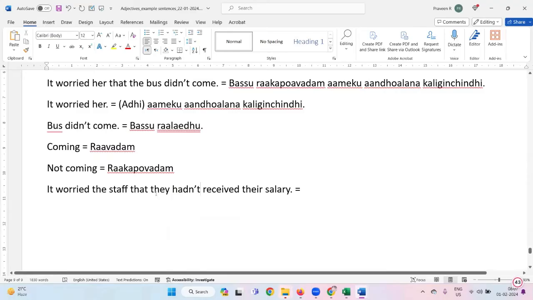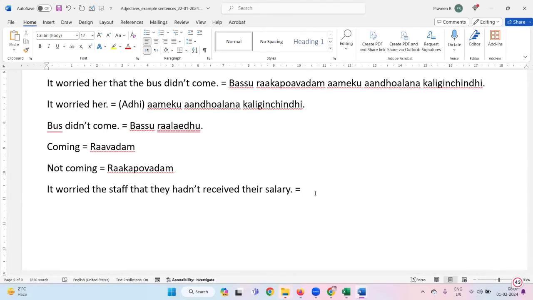It worried the staff that they hadn't received their salary. Sometimes it's common in companies. So it worried the staff. Now I will give you the meanings for individual things, then you try to frame the sentence. It worried the staff.